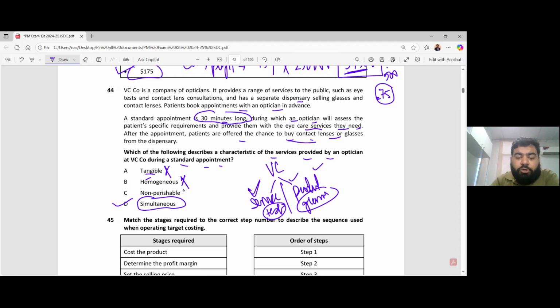For both service and product, we are offering all of that in this 30-minute appointment. We are providing services and products, and giving the other person the chance to take both at the same time. So that's why it's simultaneous. The first three are not characteristics according to the case.